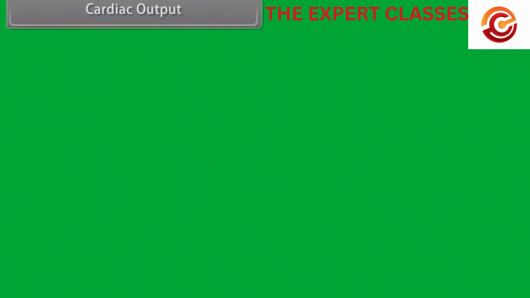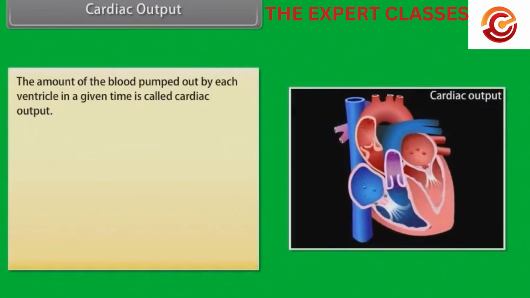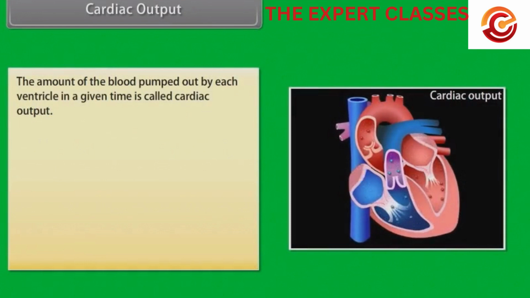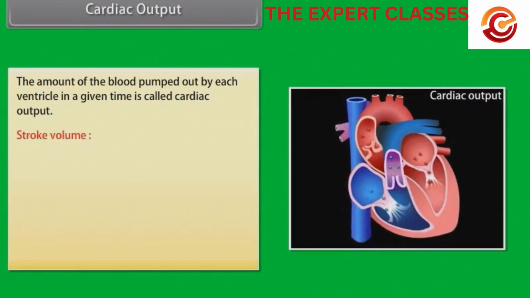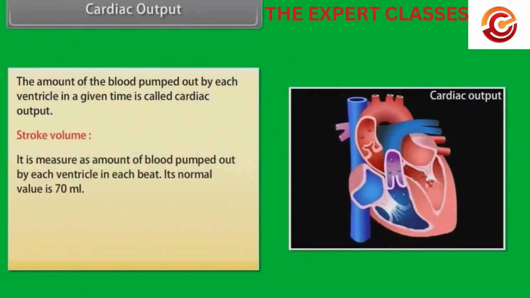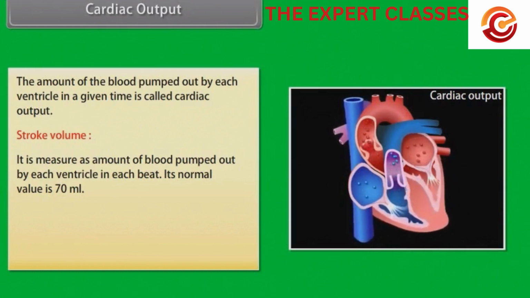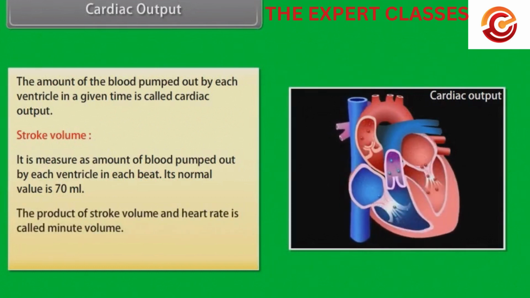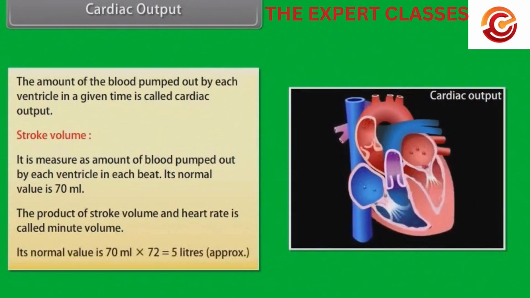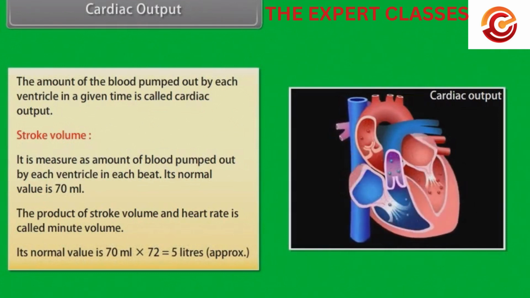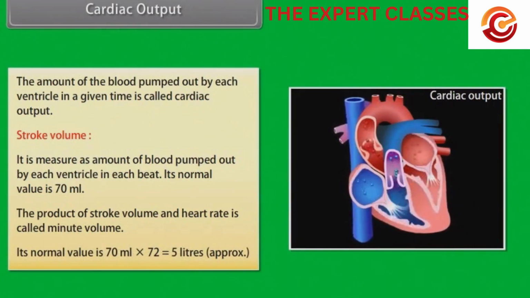Cardiac output. The amount of blood pumped out by each ventricle in a given time is called cardiac output. Stroke volume. It is measured as amount of blood pumped out by each ventricle in each beat. Its normal value is 70 milliliter. The product of stroke volume and heart rate is called minute volume. Its normal value is 70 milliliter into 72 equals approximately 5 liters.